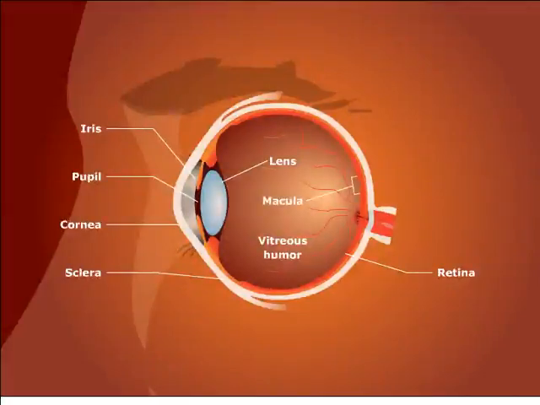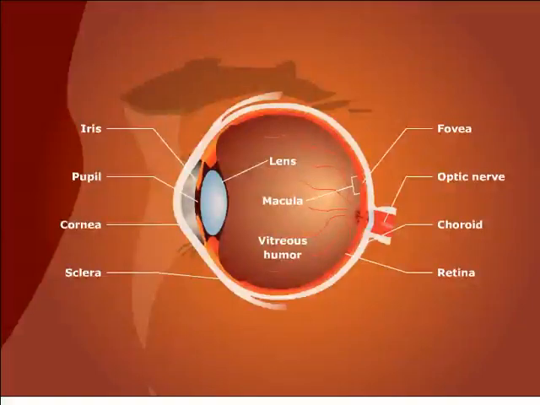The macula is the central portion of the retina that surrounds the fovea. It provides clear and distinct vision. The fovea is the central portion of the macula and the point of greatest visual acuity. The choroid is a layer within the sclera that consists of a network of blood vessels, which serves to nourish the outer layers of the retina. The optic nerve sends the signal from the eye to the brain to be interpreted into images.